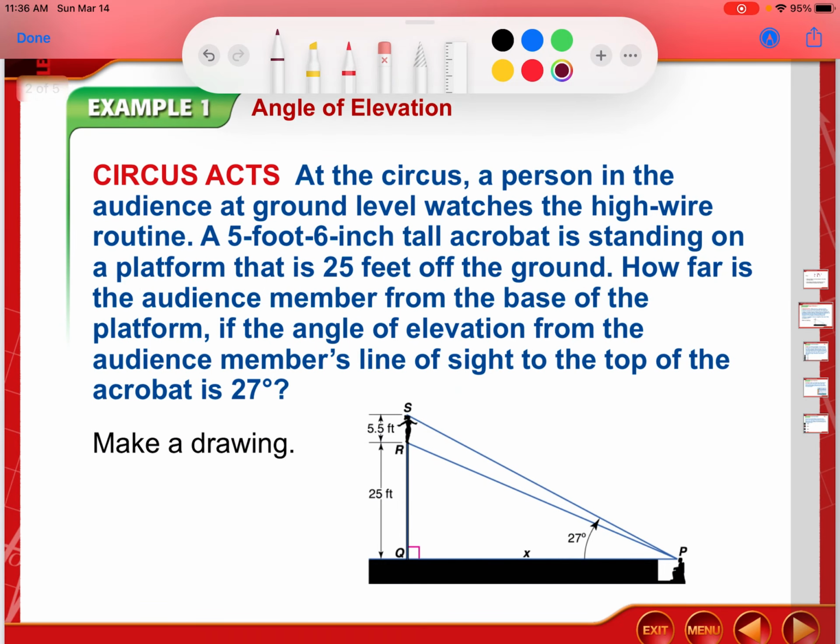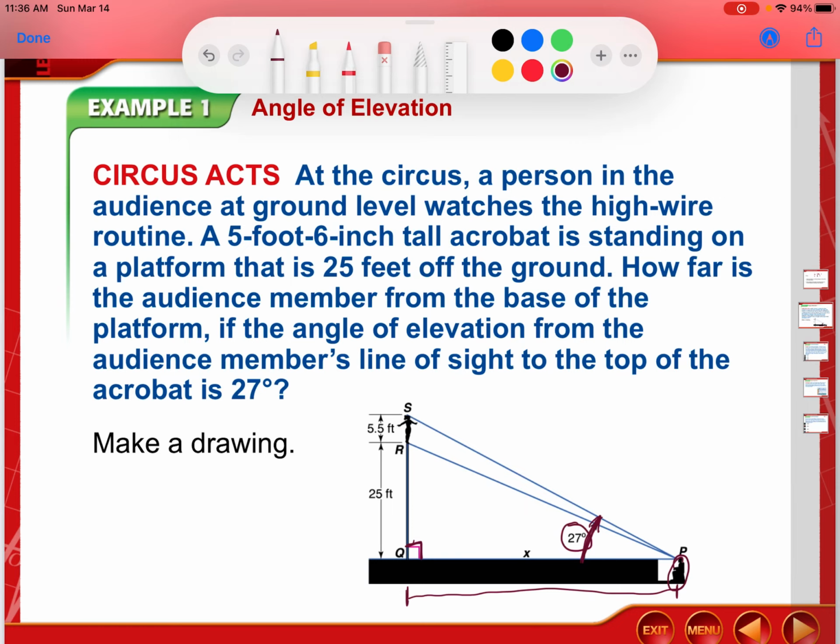So, first things first, we would draw a picture, which thankfully they have already drawn for us. What they're saying is we have our person sitting here in the crowd. We are trying to figure out how far away this person is from the base of the high wire. So that distance there. Now they tell us the angle of elevation is 27 degrees. So this angle right here in the triangle is 27 degrees. And we know the platform is going to be at a 90-degree angle.